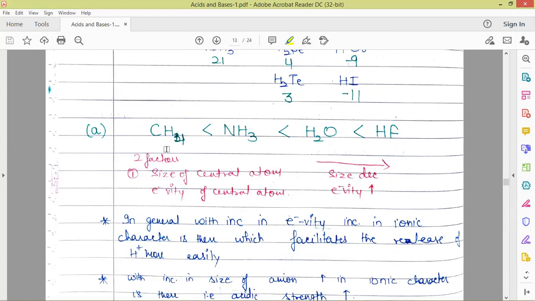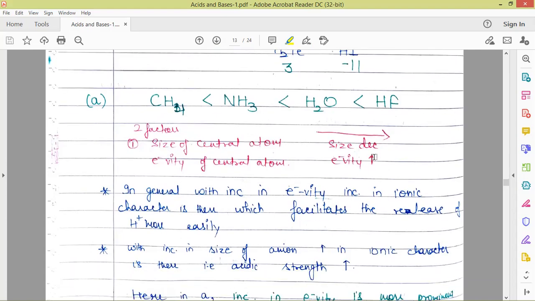So here we can see that this is movement along the period. This is the second period. We are moving along the period. So along the period, the size is decreasing and electronegativity is increasing. In the second period, there is a decrease in size and electronegativity is increasing as we move from carbon to fluorine. In general, with increase in electronegativity, increase in ionic character is there. That means the dissociation of HA is facilitated, that means the release of H positive is facilitated if we increase the electronegativity.